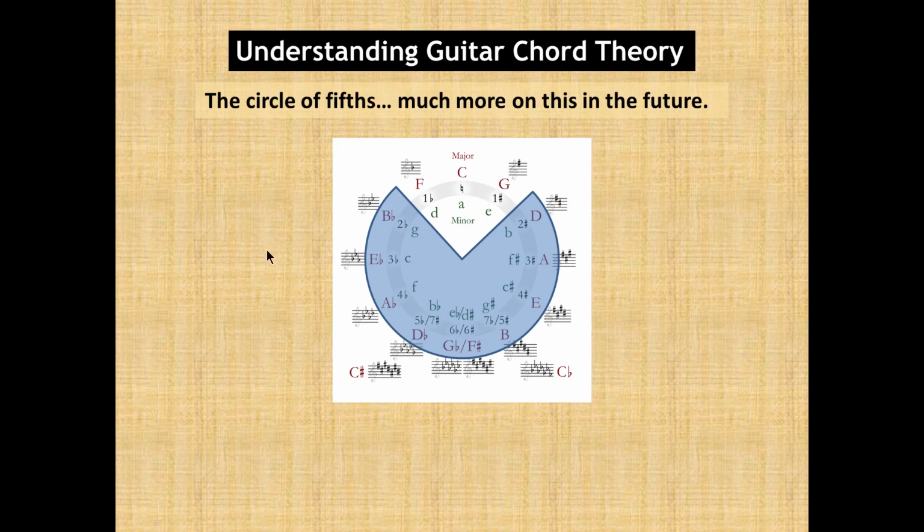So we'll talk a lot more about the circle of fifths in the future. But hopefully today you've got a good understanding that in any key there are chord progressions that make sense, because all the chords are made up of the notes in the major scale of that key.